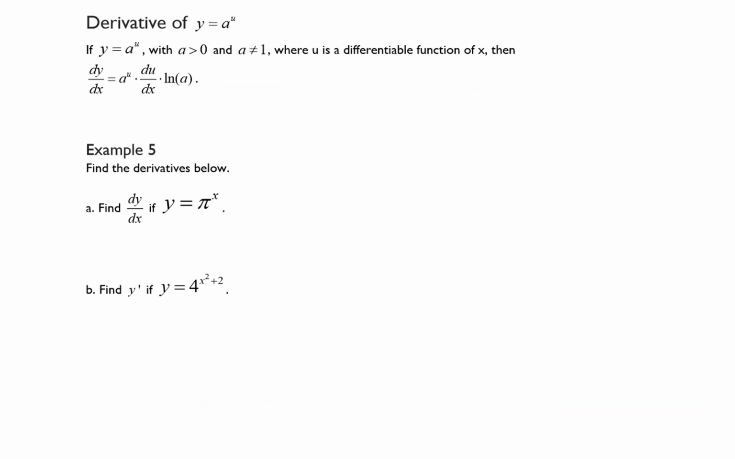So all of the previous examples that we've looked at had us taking the derivative of an exponential function where the base was e, but what if we want our base to be some number a that's not equal to e? So if y is equal to a to the u power, where a is some number that is not equal to 1 and also greater than 0, and u is a differentiable function of x, then dy dx is equal to a to the u times du dx times the natural log of a.